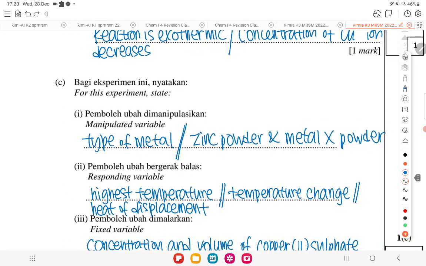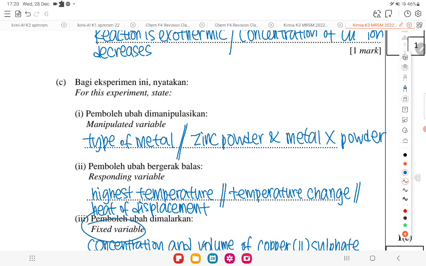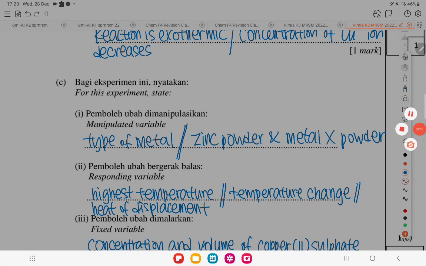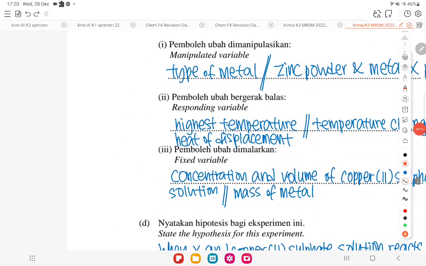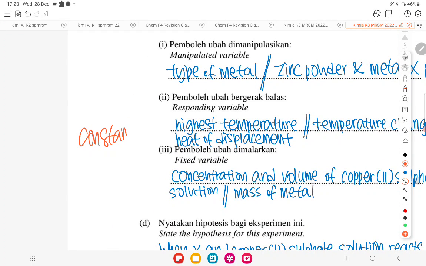Okay, next one. Fixed variable. Sometimes in some of the questions they call it constant variable. So what is a constant variable? It is something that you need to fix in this experiment because it can affect the result. Something that can mess up or affect the result that we want, and you need to fix it.